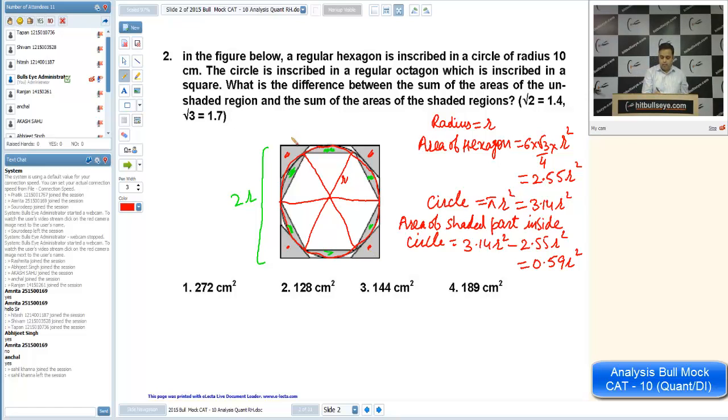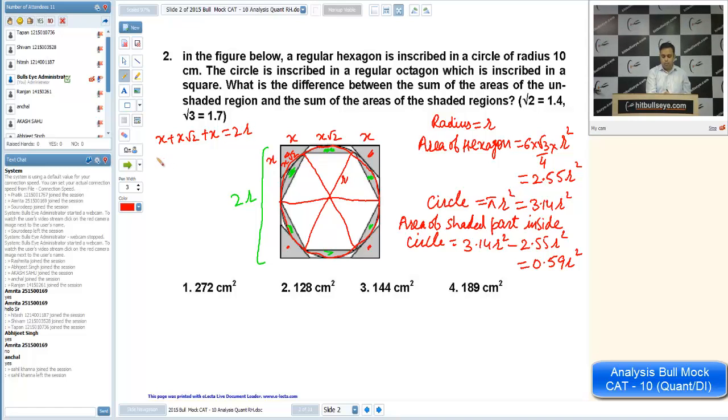Let us take the side of this triangle as x. This side will be x also. So this hypotenuse will be equal to x root 2. Now this hypotenuse is nothing but the side of the octagon. So from here I can say that if this side is x root 2, this side will be x root 2, and this is equal to again x. So from here I can say that the side of the square is equal to x plus x root 2 plus x, and this is equal to 2r.